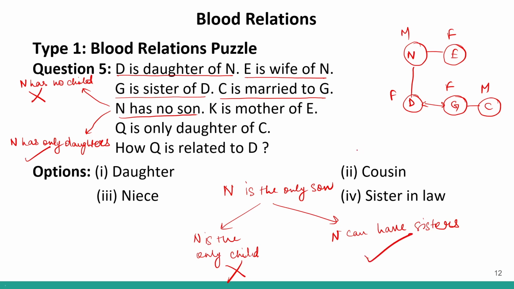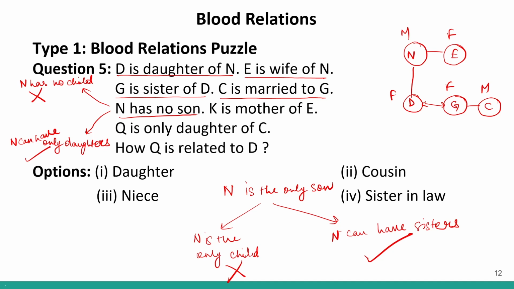So please pay attention. Whenever you see a statement like N has no son, that does not mean that N has no child. It means that N can have only daughters. This will be the right interpretation. Similarly, if it is written that N is the only son, this does not mean that N is the only child.